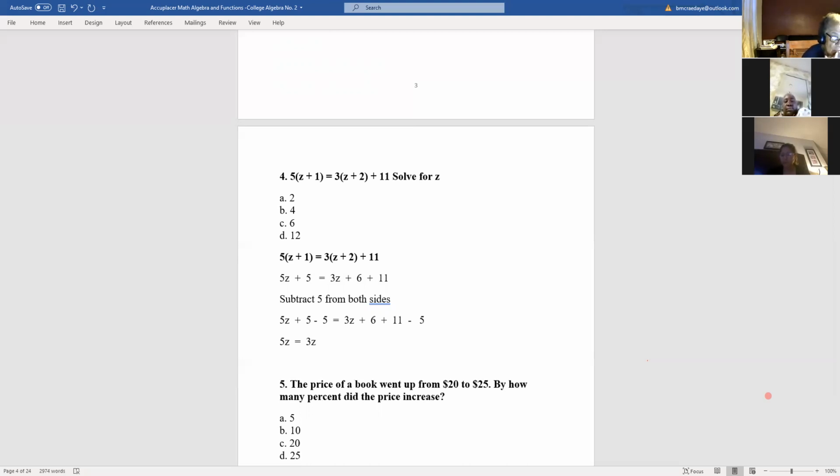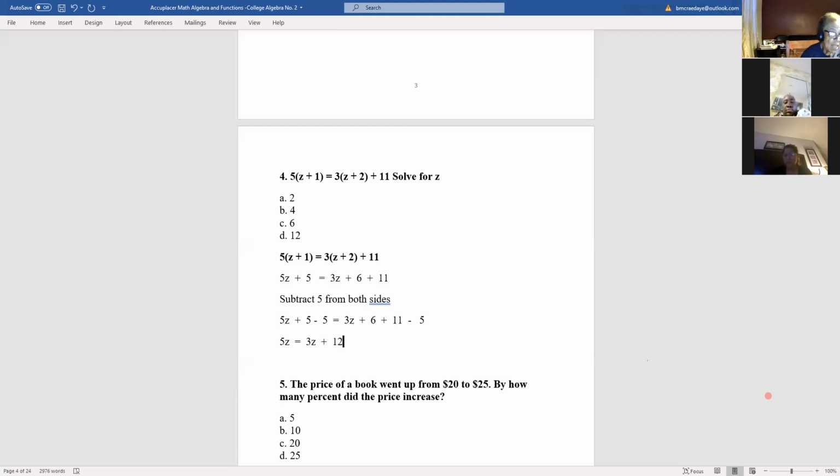Plus 6. 6 plus 11 is what? 17. Minus 5. 12. Why minus? Isn't the 6 plus 11 a plus 17? Oh, okay. Plus 17 and minus 5 is a plus 12, right? Okay. Plus 12.